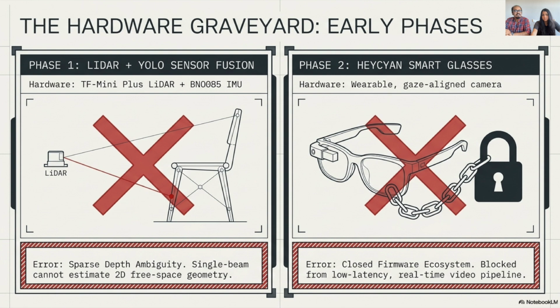Sparse depth ambiguity: a single beam cannot estimate 2D free space geometry.